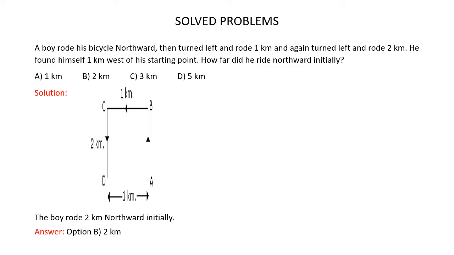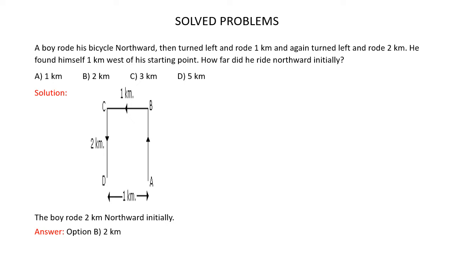You are given four options here and you have to find out which of these options is the correct one. So here you are asked to find how far the boy rode northward initially. So first let's draw a diagram for the information given in the question.